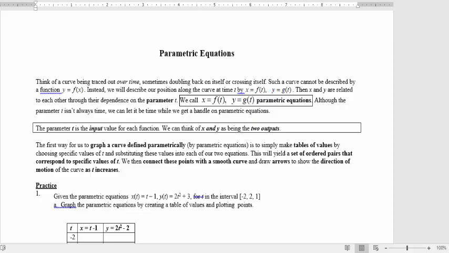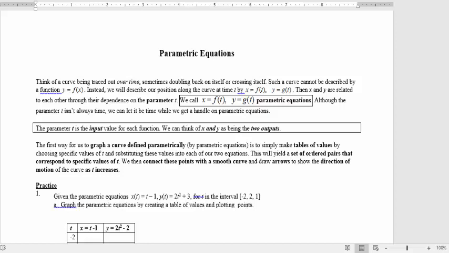All right, so let's talk about parametric equations. Parametric equations are an alternative to using our basic y equals f of x function notation, and it can be more beneficial than the function notation in many cases.